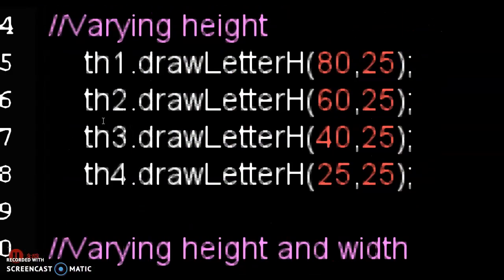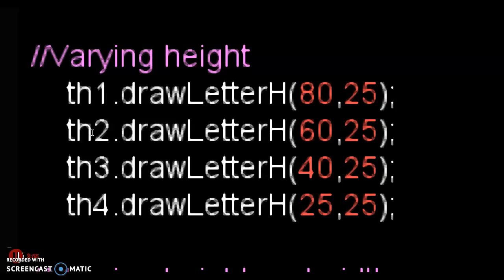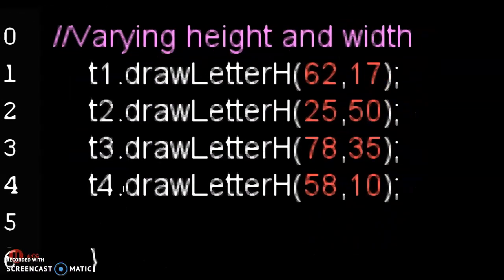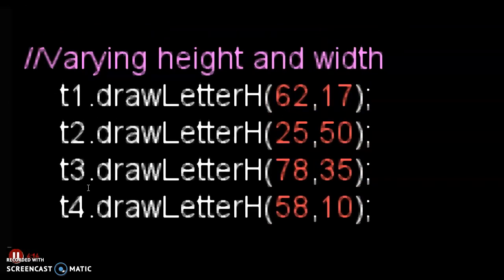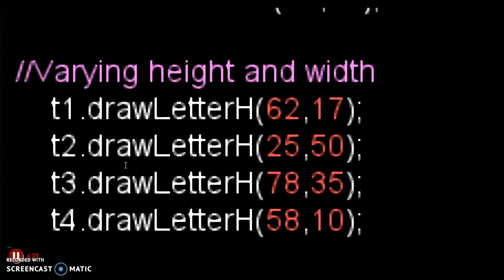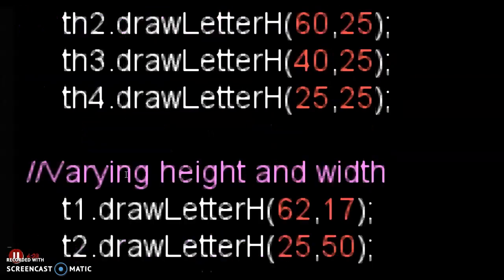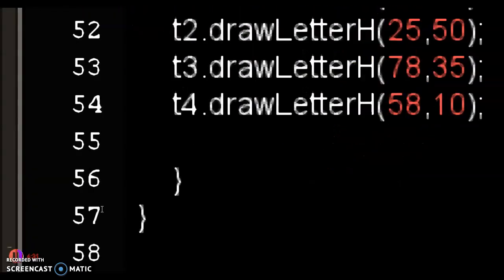In the next section, you see the TH turtles, the ones that will be varying the height. I call the method draw letter H. I give them all different X values or height, but give them all the same Y or width value. And lastly, we have the T turtles that vary the height and the width. I call the method draw letter H for all 4 of them, and then I enter different parameters. Here, I made sure that the ratios of the height to the width of these turtles does not match any of our previous turtles, just so we can see new shapes.